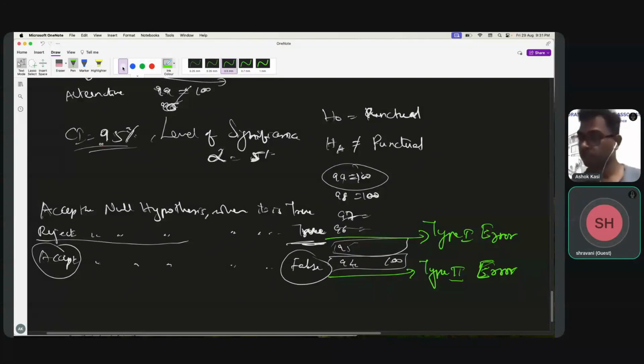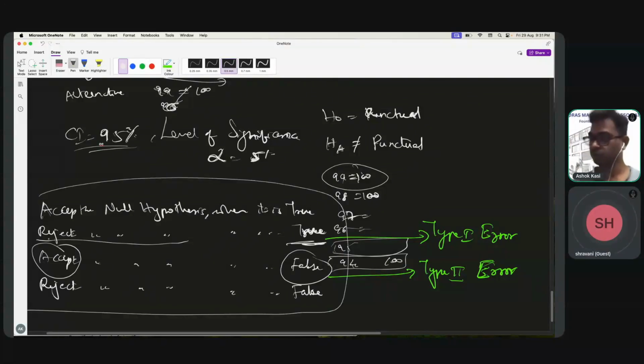Then reject the null hypothesis when it is false. These are the 4 possible outputs, out of which the first and last are correct. Accept when it is true, correct. Reject when it is false, correct. But when that 100 gram was true and you are rejecting, then it is a problem, type 1 error. When that 100 gram is not true but you are accepting, type 2 error. You got the idea?